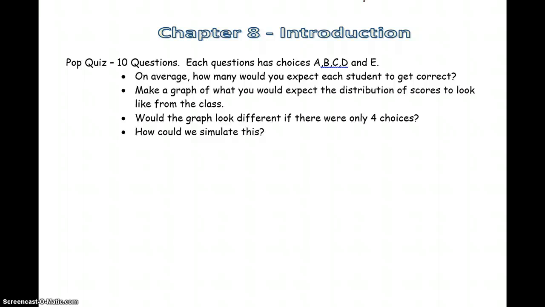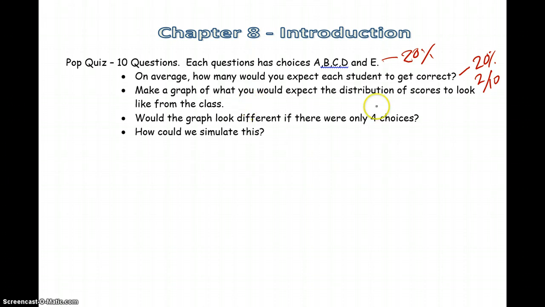So each question has choices A, B, C, D. On average, how many would you expect each student to get correct? Well, if there's a 1 in 5 chance of them getting it correct, that's 20%. So if there's a 20% chance, we probably expect them to get about 20% right. So 20% would be 2 out of 10. So we probably expect them to get about 2 right.